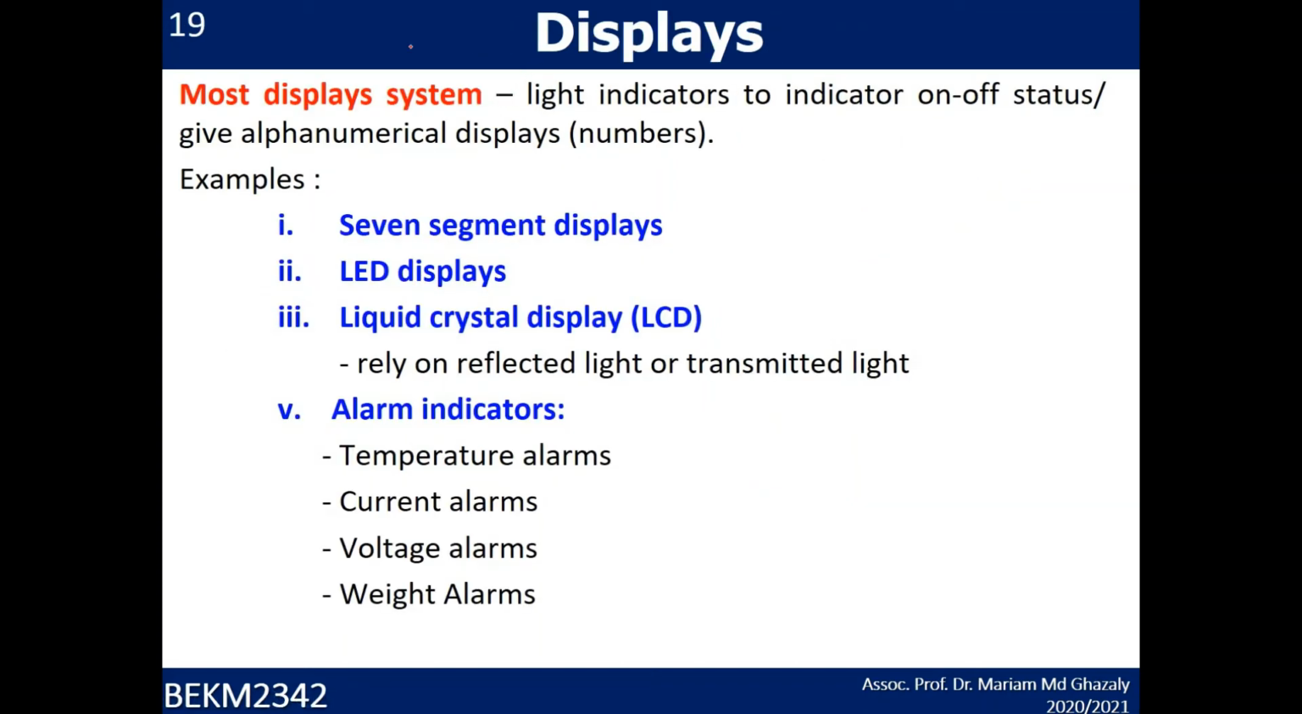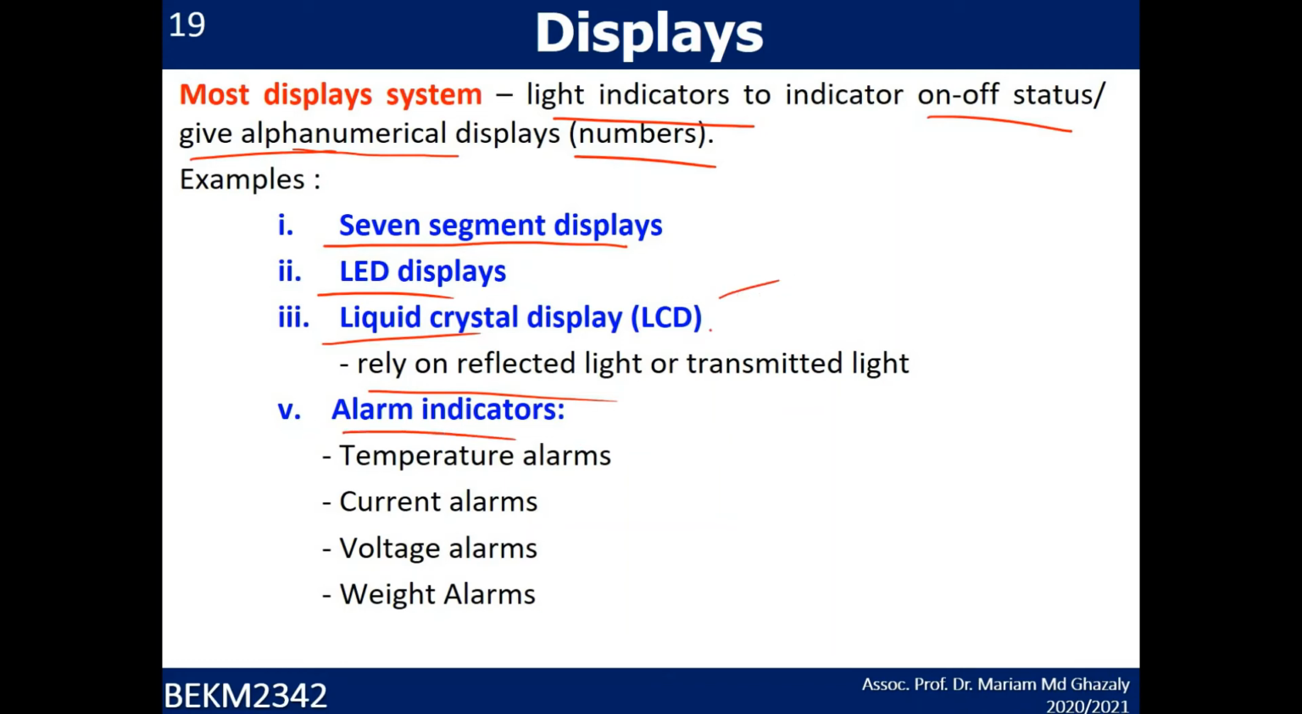And last but not least is the display. Most display systems, for example, light indicators to indicate on and off status, give alphanumerical display numbers. What is commonly used, and you have seen it in most traffic lights, is the 7-segment display. The second one is the LED display, which you can see is either blinking. Or you may use the liquid crystal display, which relies on reflected light or transmitted light, or LCD. So, LCD monitors and so on.